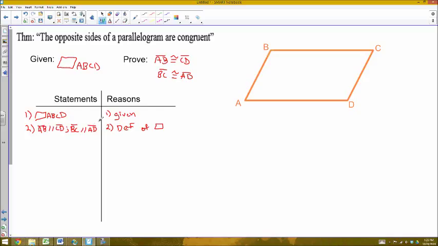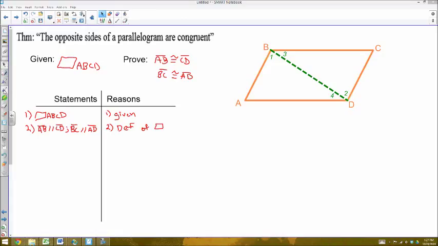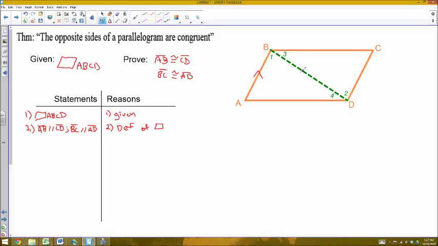But being parallel doesn't mean that the segments need to be congruent. So to figure out why they must be congruent, I'm going to make a clever construction. And I'm going to draw in diagonal BD, and I'm going to label some angle numbers. Well, because the sides are parallel, particularly since AB is parallel to CD, and parallel lines form congruent alternate interior angles, angle 2 and angle 1 are on alternate sides of transversal BD and on the interior of parallel sides AB and CD, so they'll have to be congruent.